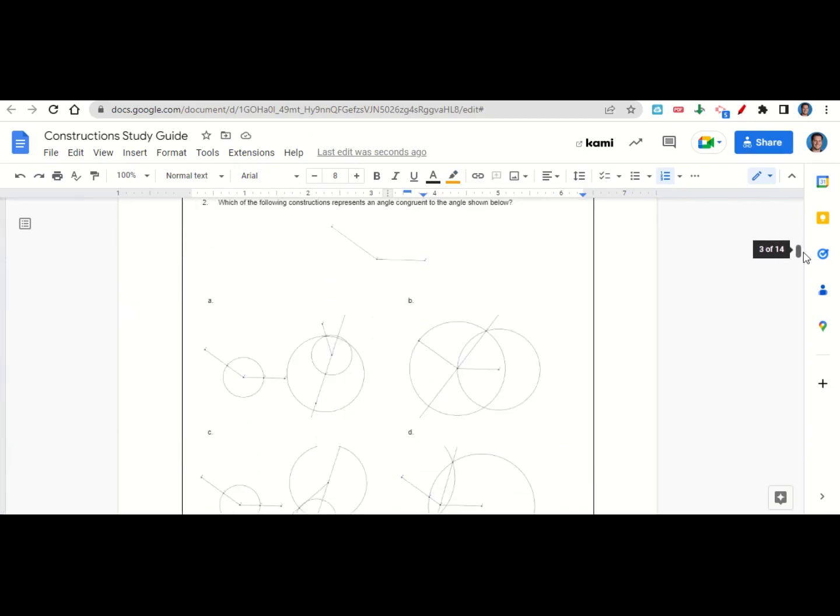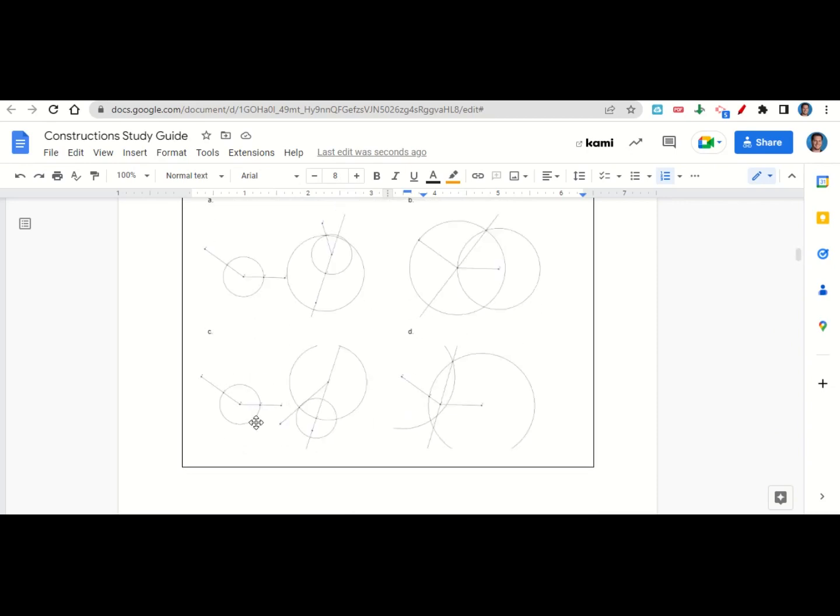The next one says, which of the following constructions represents an angle congruent to the angle shown below? So we have a big angle here. So if we look now, we have our original angle here, and we have another angle here that looks like it could be the same. So that's a possibility. This one has our original angle, and then it looks like it got cut in half almost. So that's a bisector, so that's not it.